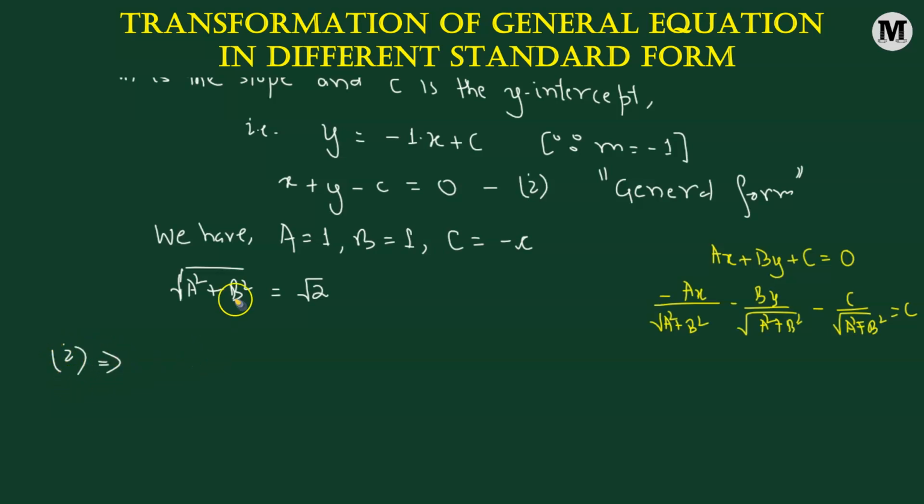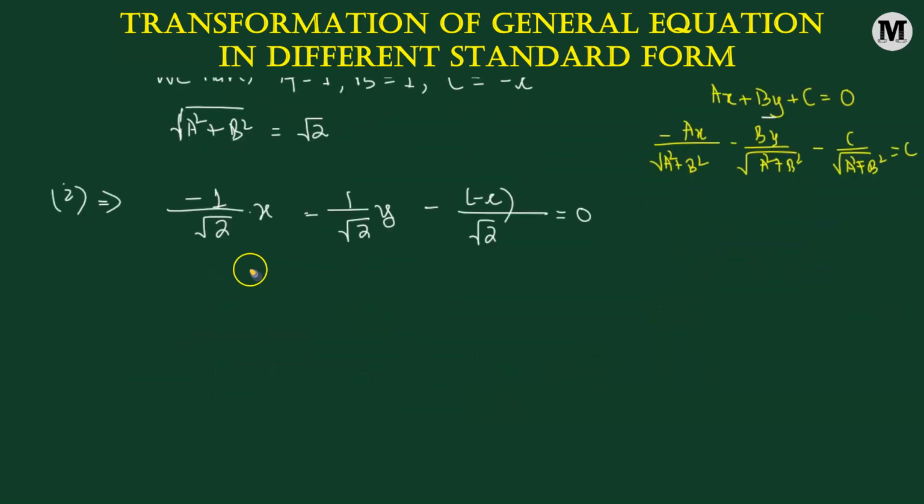So equation 1 now becomes, in place of 1 times x, we'll have -a, so -1 divided by the square root of a squared plus b squared, which is the square root of 2, multiplied to x. Then in place of 1 times y, that means in place of b times y, we replace it with -1 divided by the square root of 2 times y. And then we have -c, which is going to become the negative of -c in lowercase divided by the square root of 2. That's equal to 0.